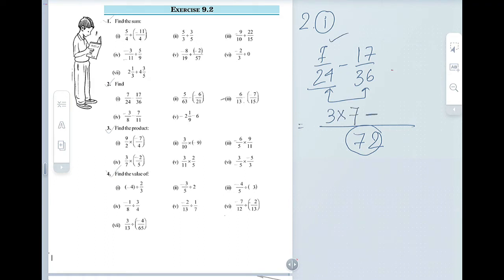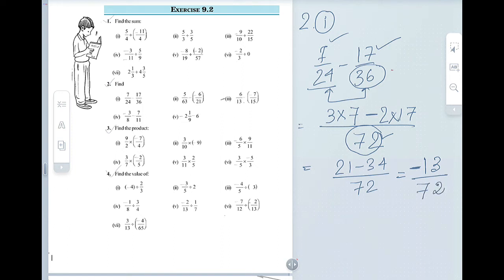Then minus. This 72 will again be divided by 36, you will get 2. This 2 will be multiplied by the second numerator, that is 17. So 21 minus 34 by 72. 21 minus 34 means 13, of course minus, and at last you are getting minus 13 by 72. Why is it minus? Here you can assume there is a plus sign. Plus and minus, two different signs, operation subtraction, sign of the bigger one. In this way we will do.